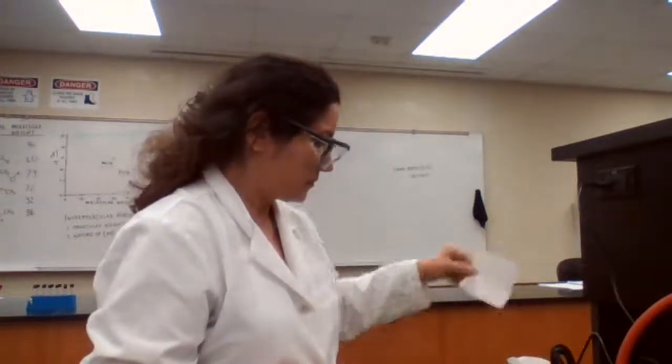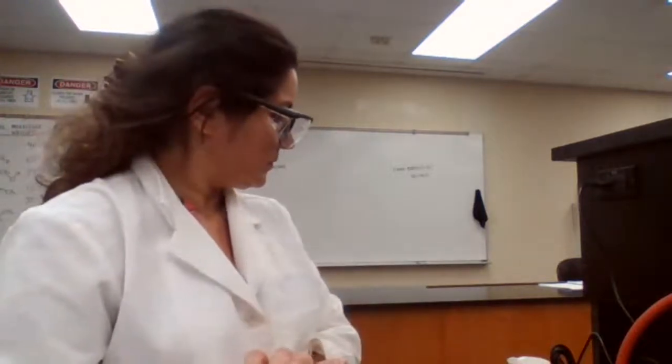I'm going to add 0.5 grams of zinc. B is 40.759 grams.